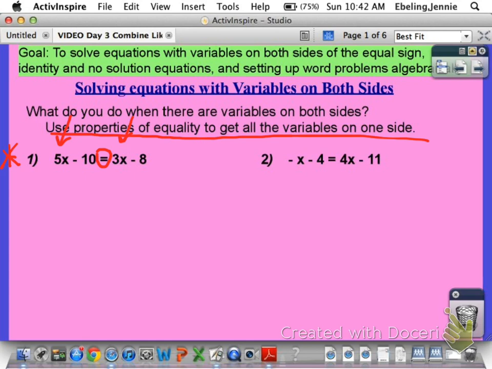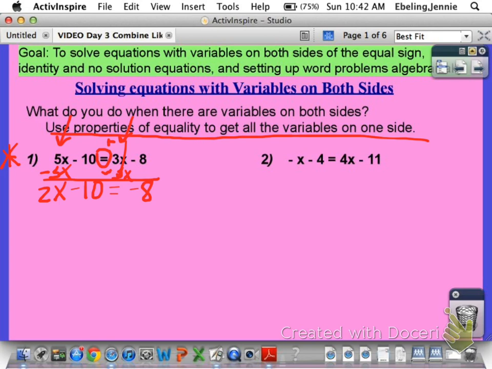When I look at 3x, there is not a sign in front of it, so the sign is understood to be a plus sign. That's a plus 3x. So to undo it, I am going to subtract 3x from both sides. I get 2x minus 10, these x's cancel, is equal to negative 8.